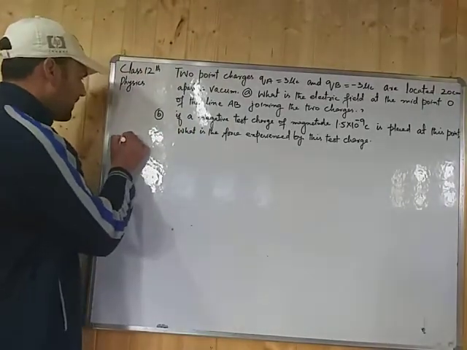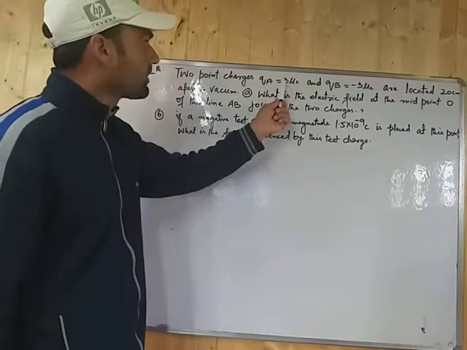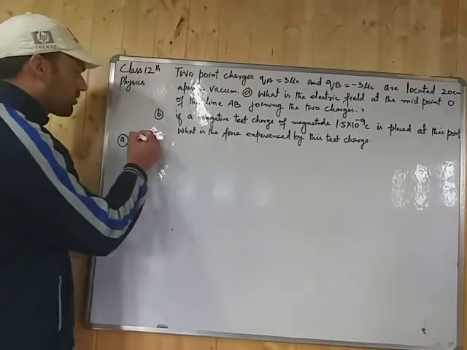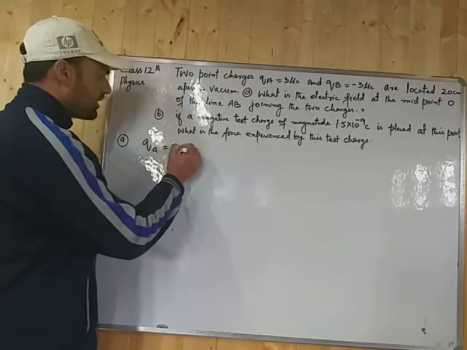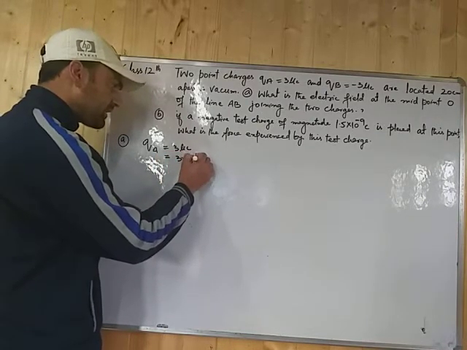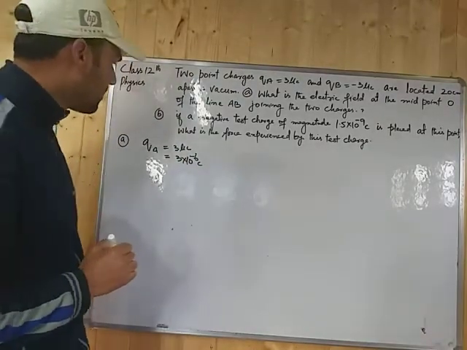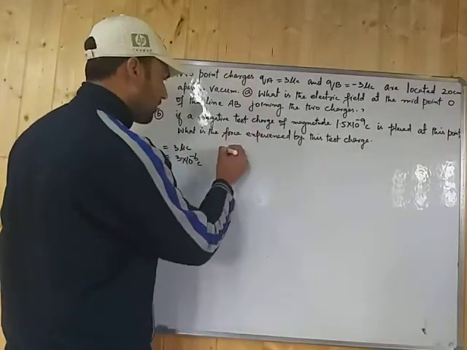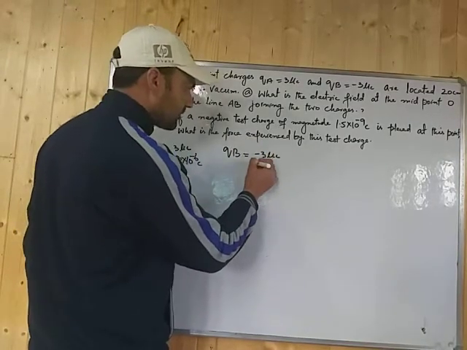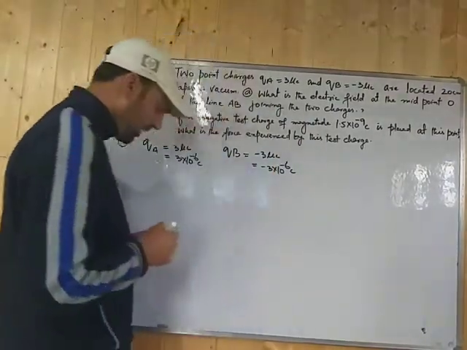So part A. Two point charges, QA equal to 3 microcoulombs and QB equal to minus 3 microcoulombs. So QA is 3 microcoulombs, which equals 3 into 10 raised to power minus 6 coulombs. We know that 1 microcoulomb is equal to 10 raised to power minus 6 coulombs. Similarly, the other charge QB is minus 3 microcoulombs, which equals minus 3 into 10 raised to power minus 6 coulombs.